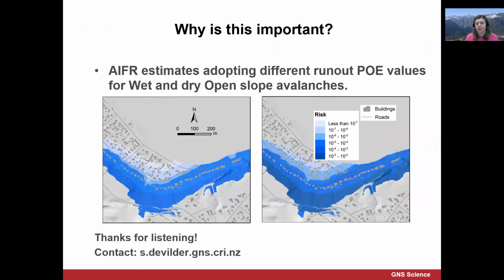And then finally, we can take all these results and we can incorporate it within our broader hazard and risk analysis to calculate risk. So in this example, for the same Kaikoura district plan, we've calculated annual individual fatality risk, and we've adopted different runout probability of exceedance values, so 50%, 90%, etc., for wet and dry open slope avalanches. And we can combine these different scenarios, and we can also change our assumption in these scenarios. So we can assume that this is a 50% probability of runout exceedance, and this is an 84% probability of runout exceedance. And we can use that to calculate our risk, but also to show the uncertainty that's inherent in our risk calculations. And that's really the note I wanted to end on.